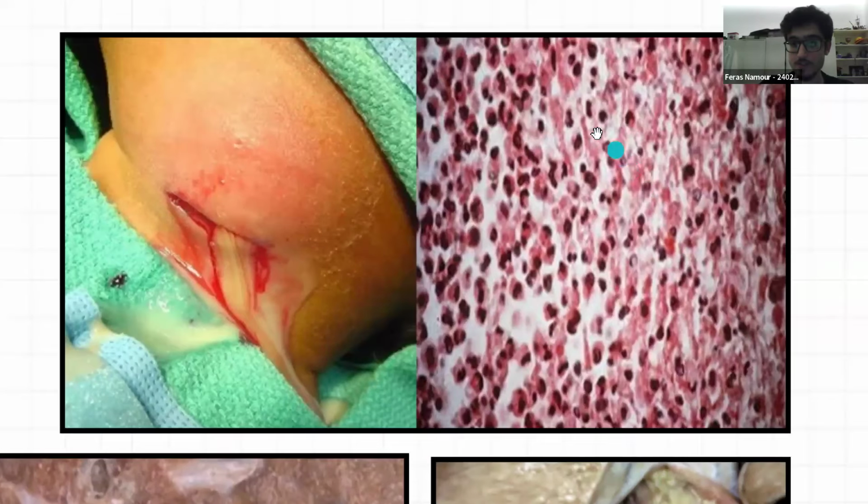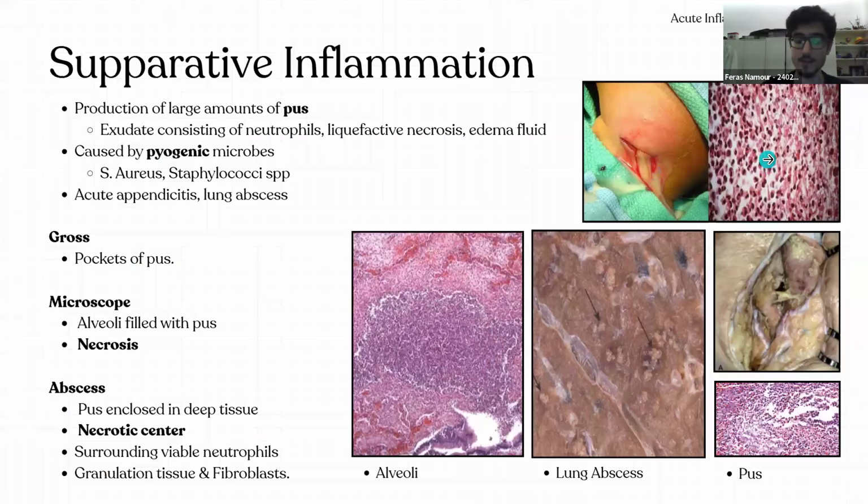You can see some necrosis, some cells dying. There's no nucleus here. You can see some cells in the process of dying, small cells, pyknosis. And overall, an abscess is basically pus in a cavity. So you're going to see necrotic centers, and you're going to see also liquefactive necrosis. The examples you were given are lungs and also appendicitis.